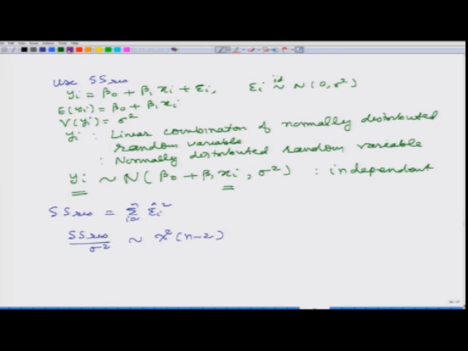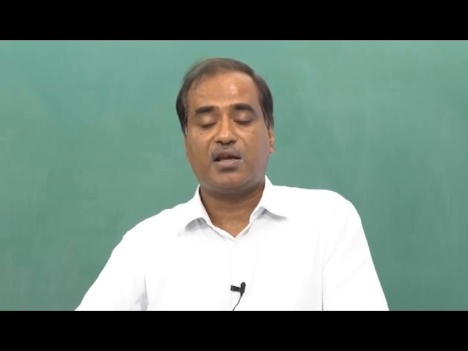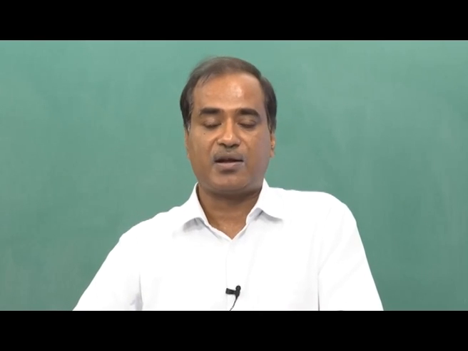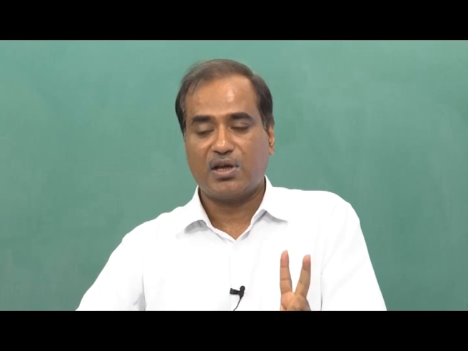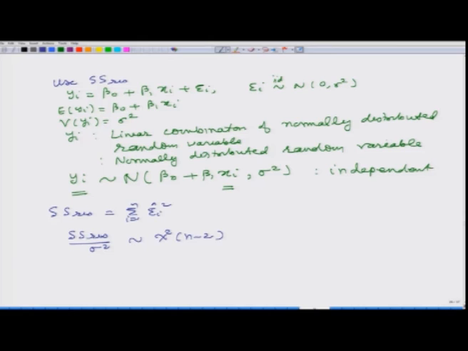One question comes: how does 2 come into the picture? Since I know that the epsilon i hats depend on 2 unknown parameters, beta 0 and beta 1, which we are estimating as beta 0 hat and beta 1 hat, there are 2 unknown parameters being estimated in finding the epsilon i hat square. That is why there are 2 constraints, so the degrees of freedom are reduced by 2, and the degrees of freedom of this chi square random variable are n minus 2.